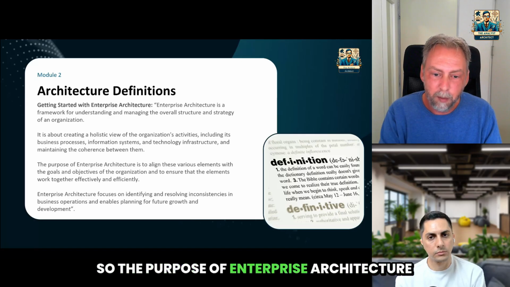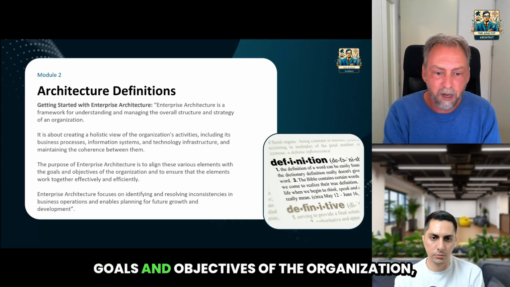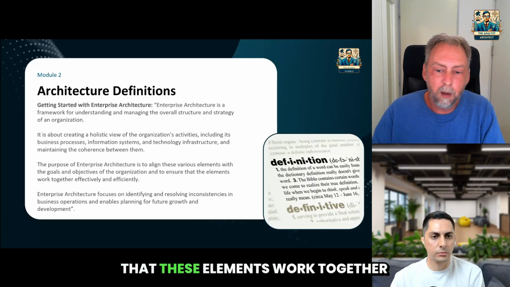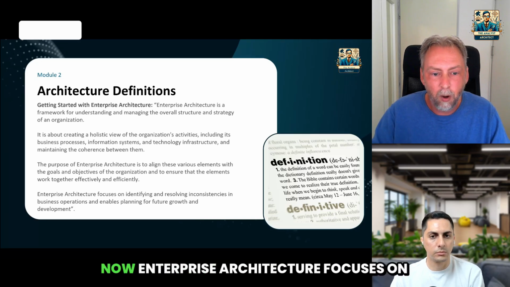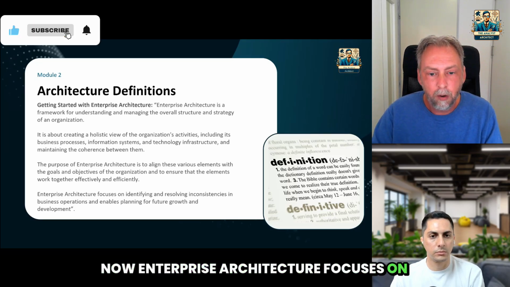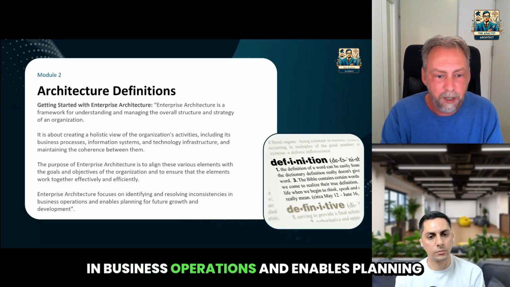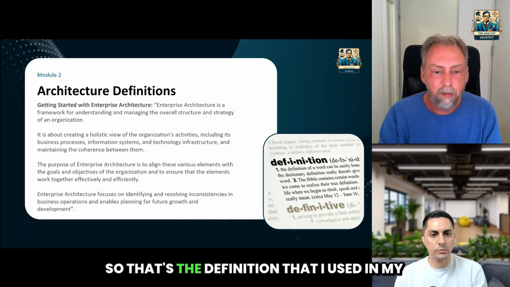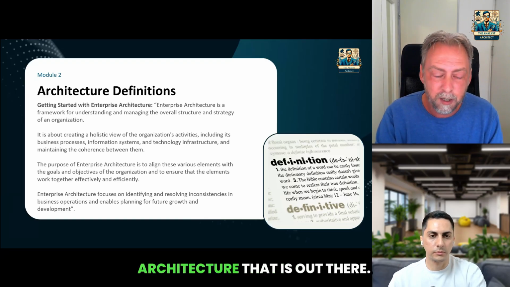So the purpose of enterprise architecture is to align these various elements with the goals and objectives of the organization, that is the strategy part, and to ensure that these elements work together efficiently and effectively. Now, enterprise architecture focuses on identifying and resolving inconsistencies in business operations and enables planning for future growth and development. So that's the definition that I used in my book as a kind of combined definition from every definition of enterprise architecture that is out there.